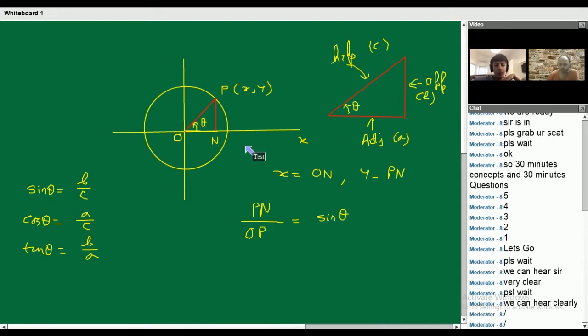OP. What is the significance of OP with respect to the circle? No, let's not use Pythagoras theorem. Can we just mention OP as a radius of this circle? Yes, radius. And this is a unit circle, right? So what would be the value of OP?